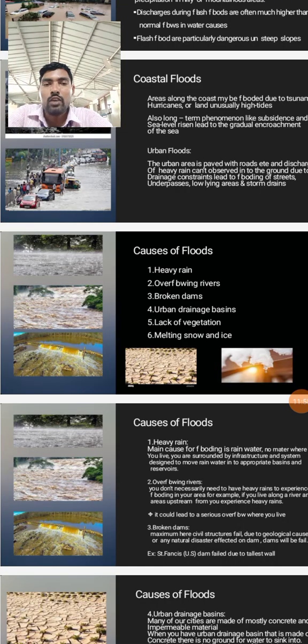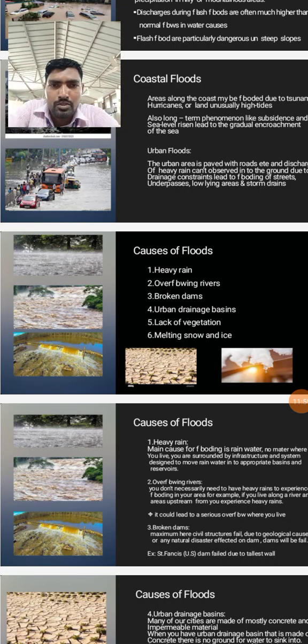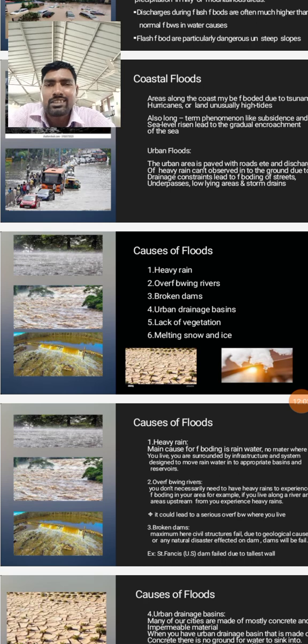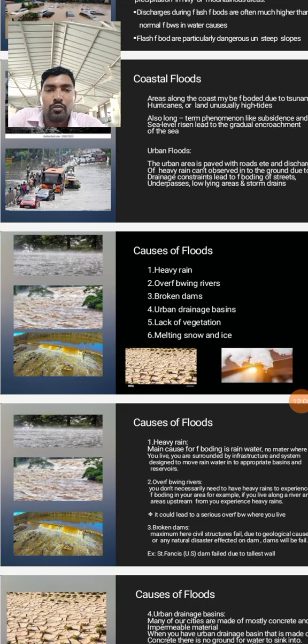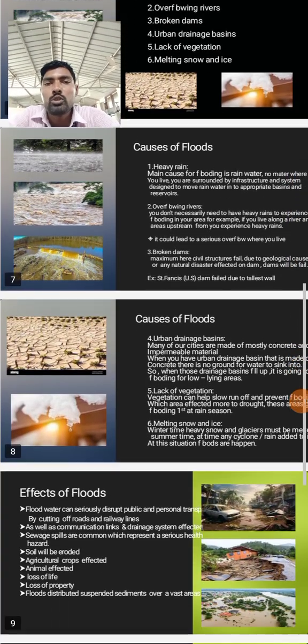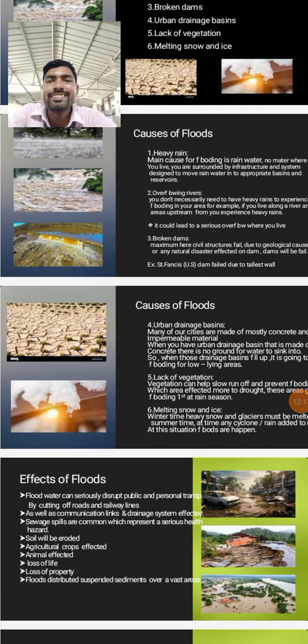And the fifth one, lack of vegetation. And the sixth one, melting snow and ice. So each picture represents a cause-related point. Now we are discussing the causes. Number one is heavy rain.